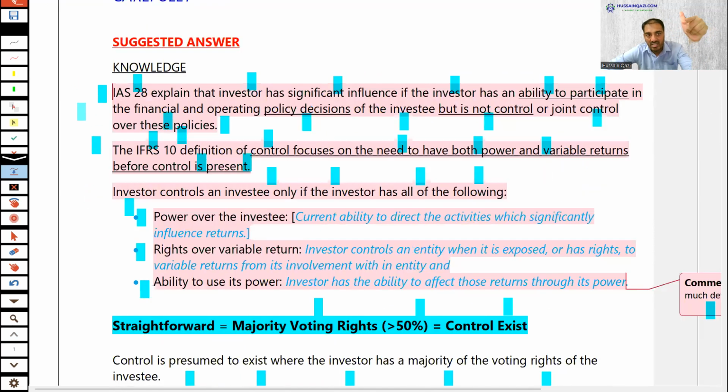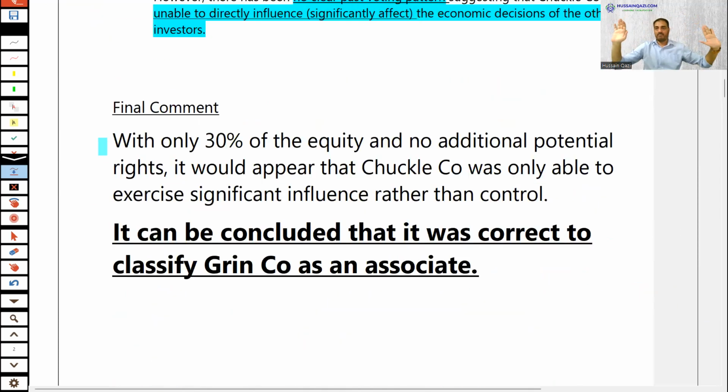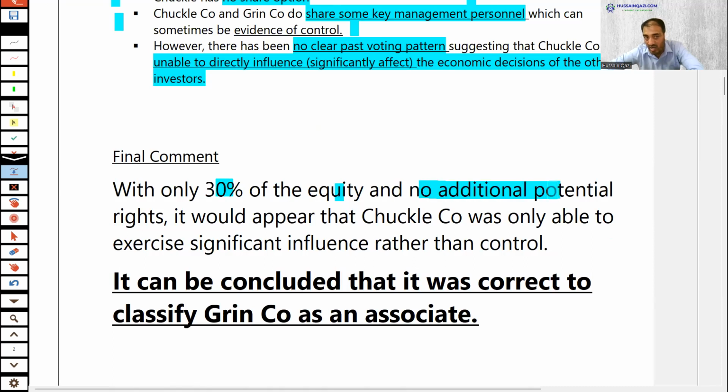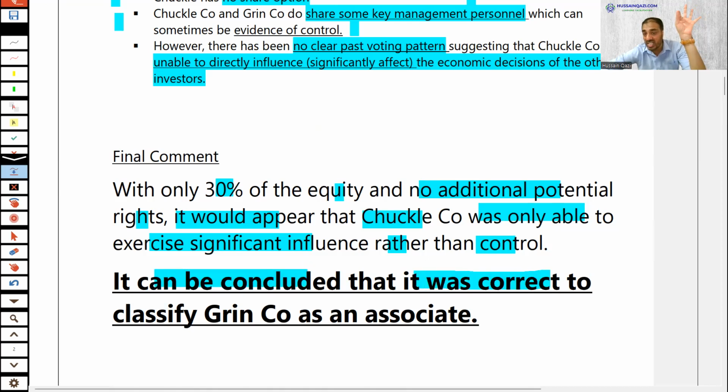So here you have knowledge, then application, and your final comments. Professionally, you have to make a final comment to close your discussion: with only 30% of equity and no additional potential rights, it would appear that Chuckle company was only able to exercise significant influence rather than control. So it can be concluded that it was correct to classify Grin as an associate. That should be the theme of your answer, which exactly matches the examiner's expectations based on the requirement. Why not the subsidiary? So this is the draft answer.